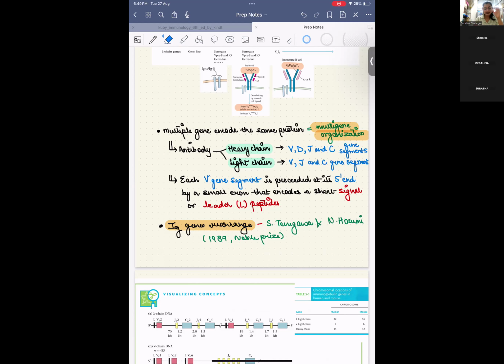Apart from the fact that this is a single stretch, then came the concept that these genes can rearrange. This can join here, this can join here. All sorts of combinations can be formed because of the certain rearrangement that is possible for immunoglobulin genes, right?